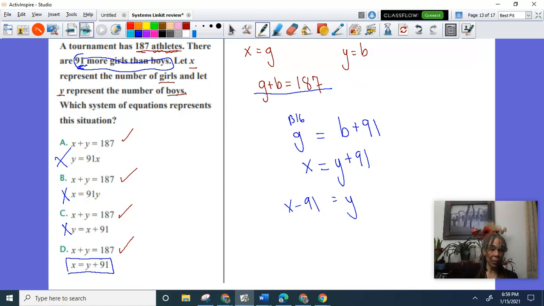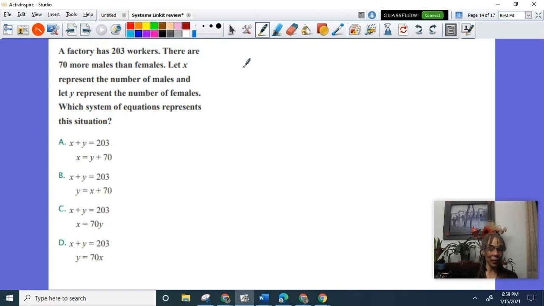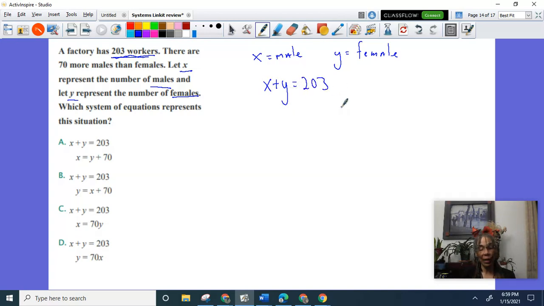If you'd like to see another example of this, I've got them all day long. So the factory has 203 workers, and they tell us that X is the number of males and Y is the females. So let me write that down. X is males and Y is females. There are only 2 kinds of workers at this factory, male and female, so I can say X plus Y equals 203. Why are you doing this, you might ask? Because someday they might not all be X plus Y equals 203, and I need to make sure I can do it no matter what.